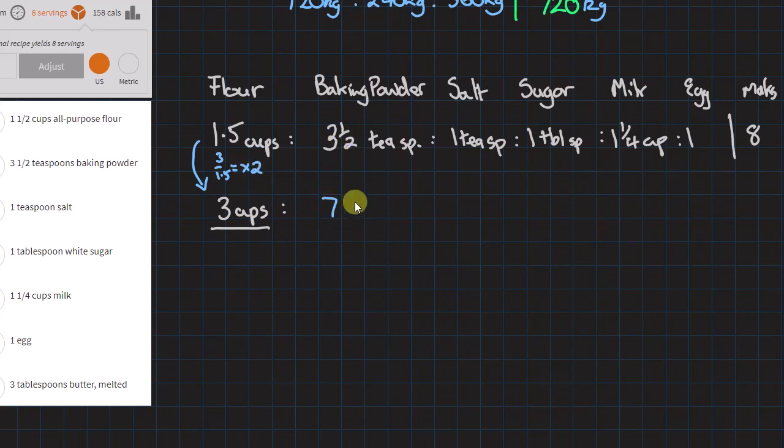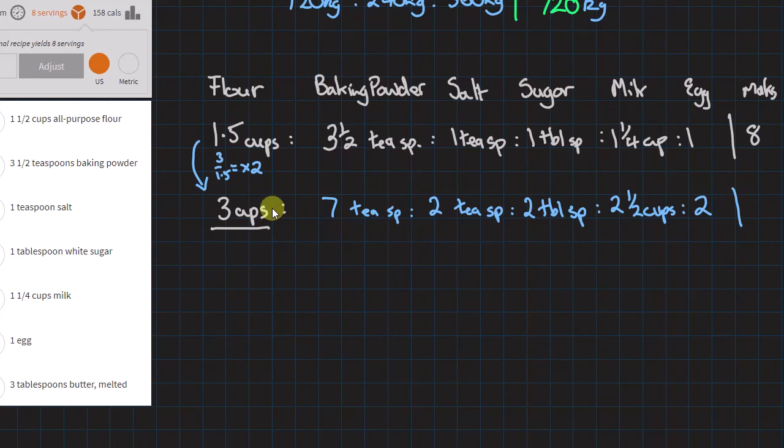So we've got 7 teaspoons. Times 2, we need 2 teaspoons. Double the sugar, 2 tablespoons. Milk, double that, is going to be 2.5 cups. And we now need 2 eggs. And the question is, what does this make in total? Multiply the line, and that gives me 16 pancakes.